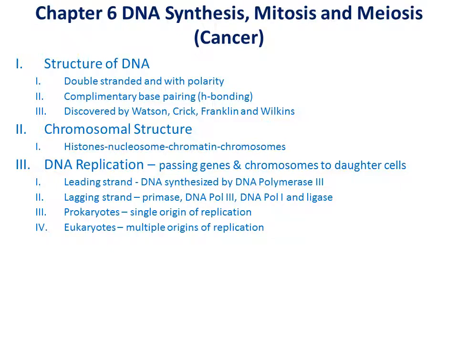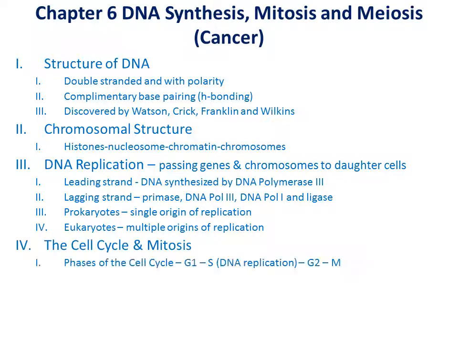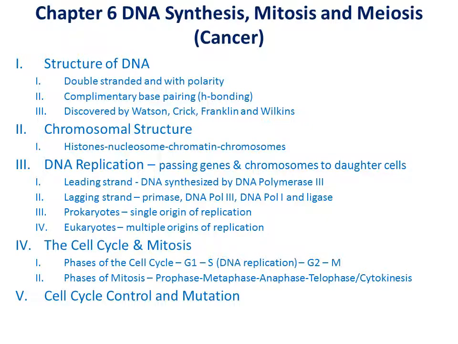Thus far, we've discussed the structure of DNA, the structure of chromosomes. We discussed DNA replication and how that relates to the cell cycle as well as mitosis. And now we're going to talk about loss of cell cycle control and how that leads to mutations and ultimately to cancer.